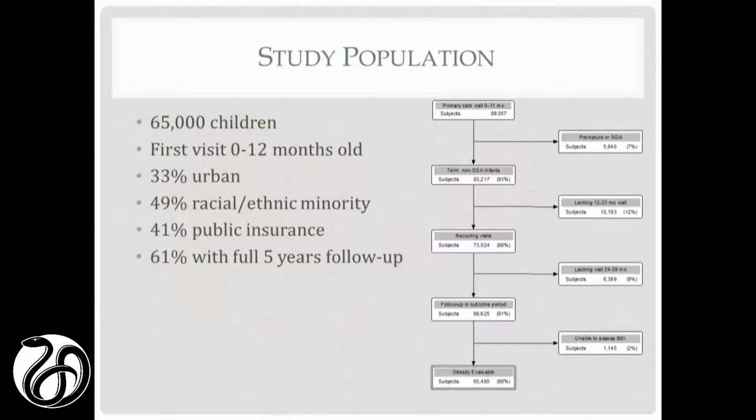Next slide, please. So what this yielded was a cohort of 65,000 children, reflecting the structure of the network. A third of them lived in urban neighborhoods in and around Philadelphia, and the remaining 2/3 in suburban neighborhoods. Nearly half of them identified as belonging to some racial or ethnic minority, and approximately 40% at some point in the study period were covered by a public insurance provider.